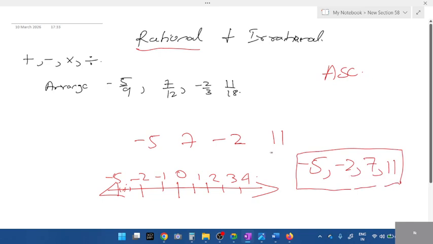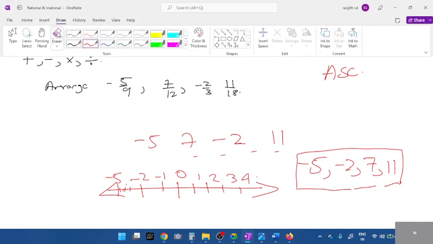The reason, did we have any denominators here? No. If there is no denominator, it is easy to arrange, students.